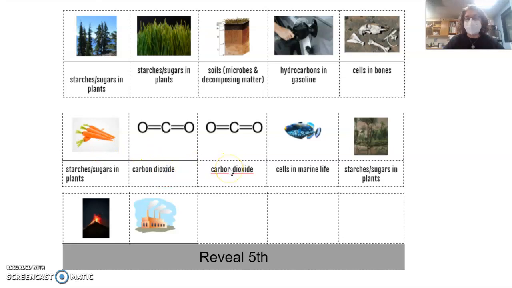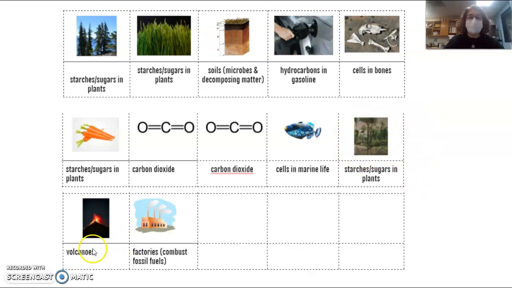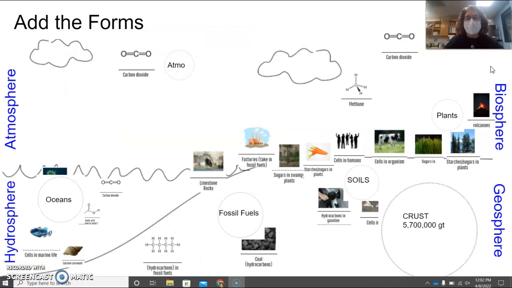You're going to need a few more carbon dioxide molecules, cells in marine life, starches and sugars in plants, in particular plants that represent wetland plants or swamps, carbon that will come out of volcanoes as carbon dioxide, and carbon that will come out of factories or through anything else that combusts fossil fuels. Once you have all of those parts labeled and cut out, you're then going to assemble them and attach them to your carbon cycle.